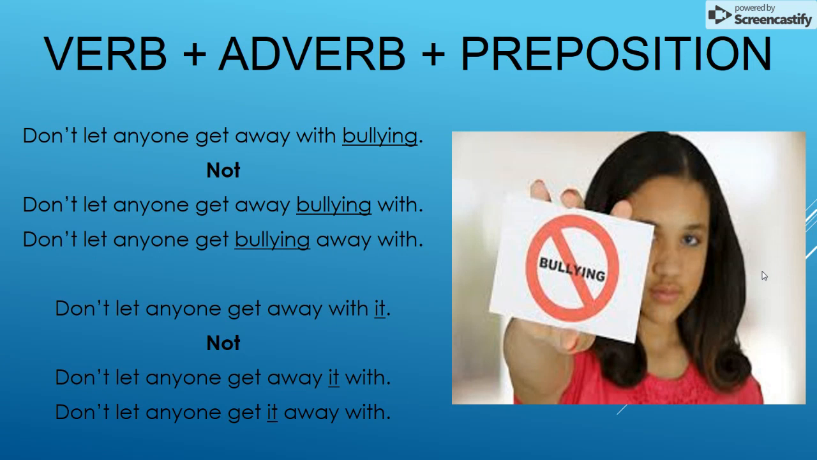Phrasal verbs that include a verb, adverb, and preposition follow the same rules as phrasal verbs made up of a verb and a preposition. They must have an object, and the object, whether a noun or a pronoun, must go after the phrasal verb.